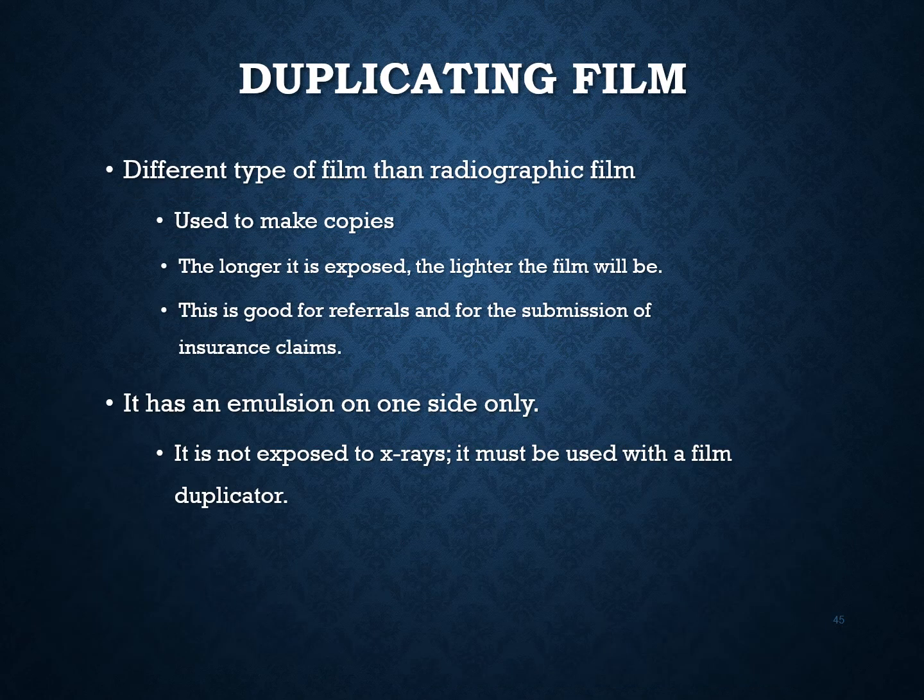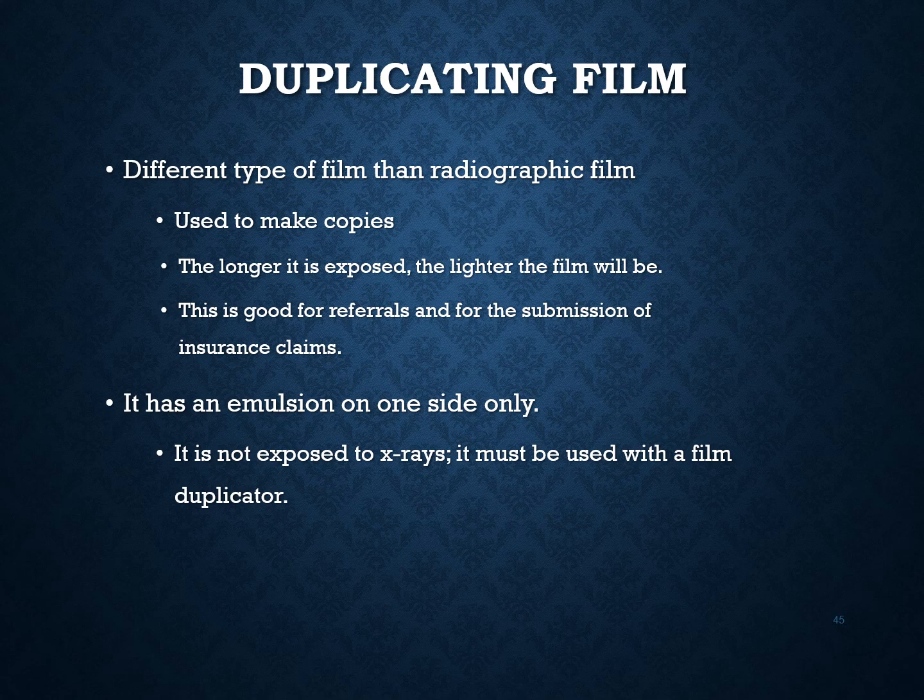All right, so moving on, we have duplicating film. This is a very special type of film. It's different from our normal film because it's used only to make copies. The longer it is exposed, the lighter the film will get, and it's good for referrals and for the submission of insurance claims. It has emulsion on only one side, and it's not exposed to x-rays, so it must be used with a film duplicator.